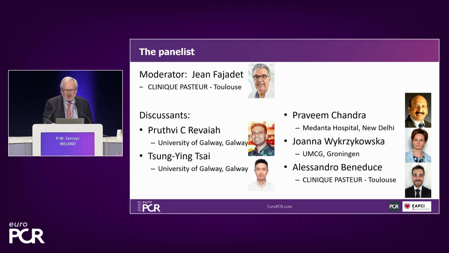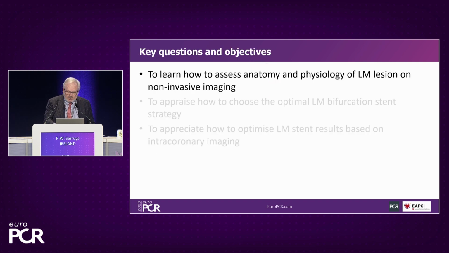The people here is Jean Fajadet, which is a retired cardiologist, but very busy with robotic PCI. We have as a discussant Praveen Chandra from the Medanta Hospital, New Delhi. Joanna Wykrzykowska, did I say it well? Okay, from the University of Groningen. Alessandro Beneduce from the Clinique Pasteur, colleague of Bruno. And then as a discussant, we have Pruthvi Revaiah, University of Galway, and John Tsai, University of Galway also.